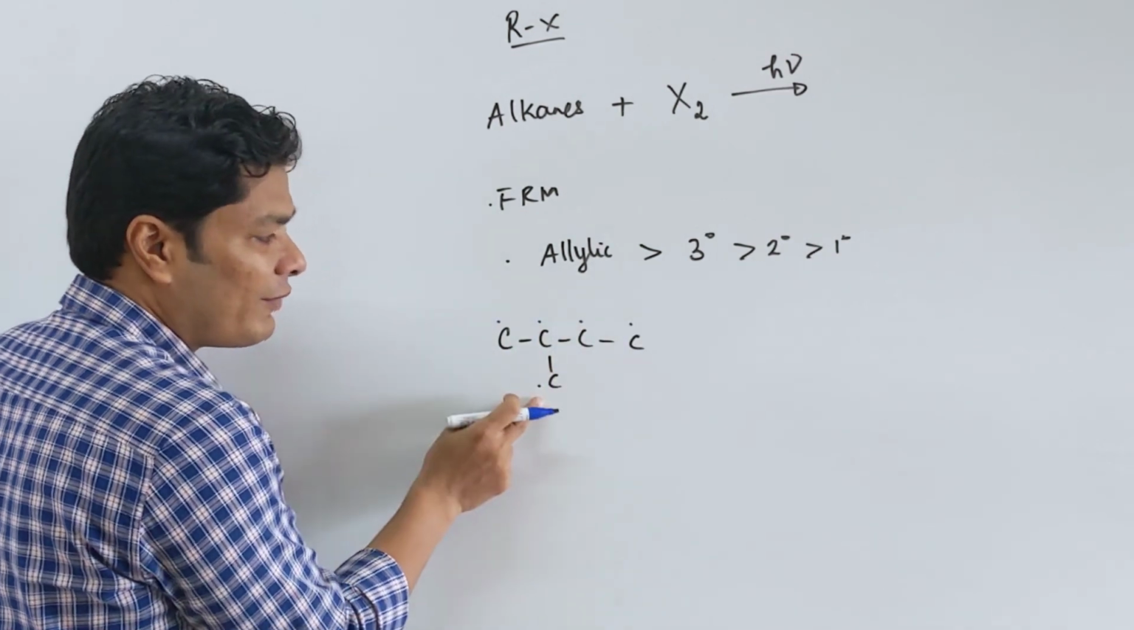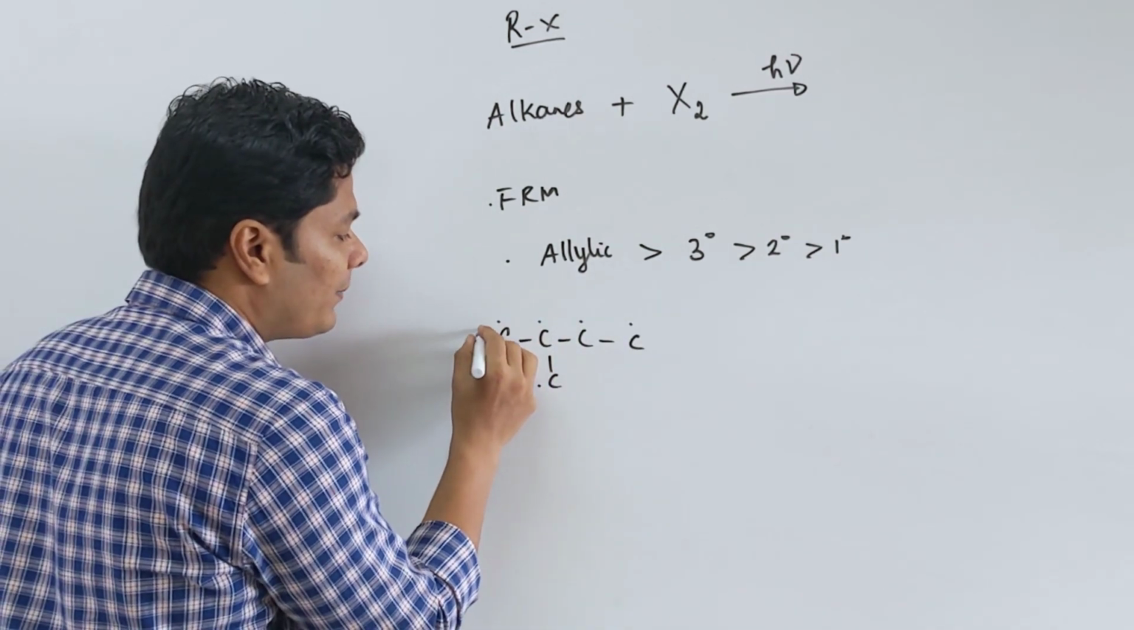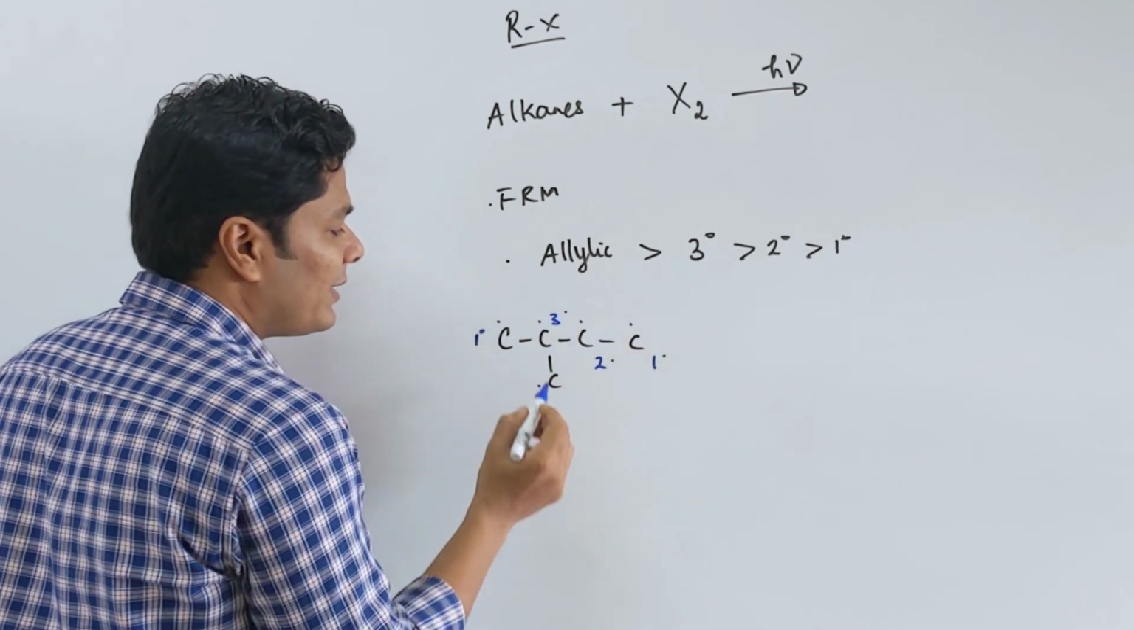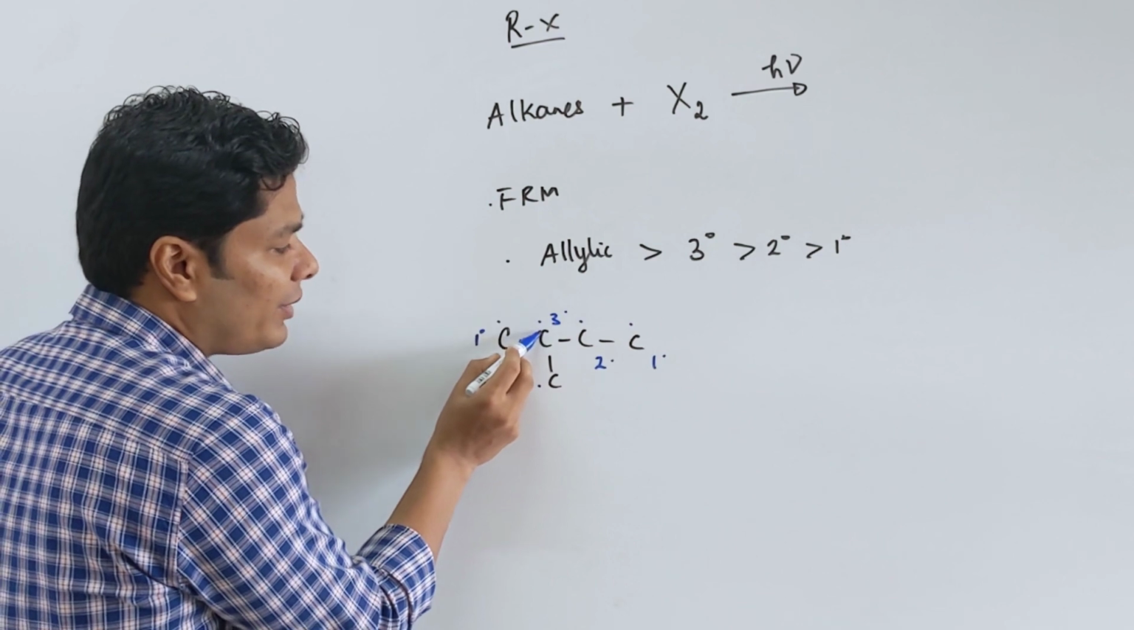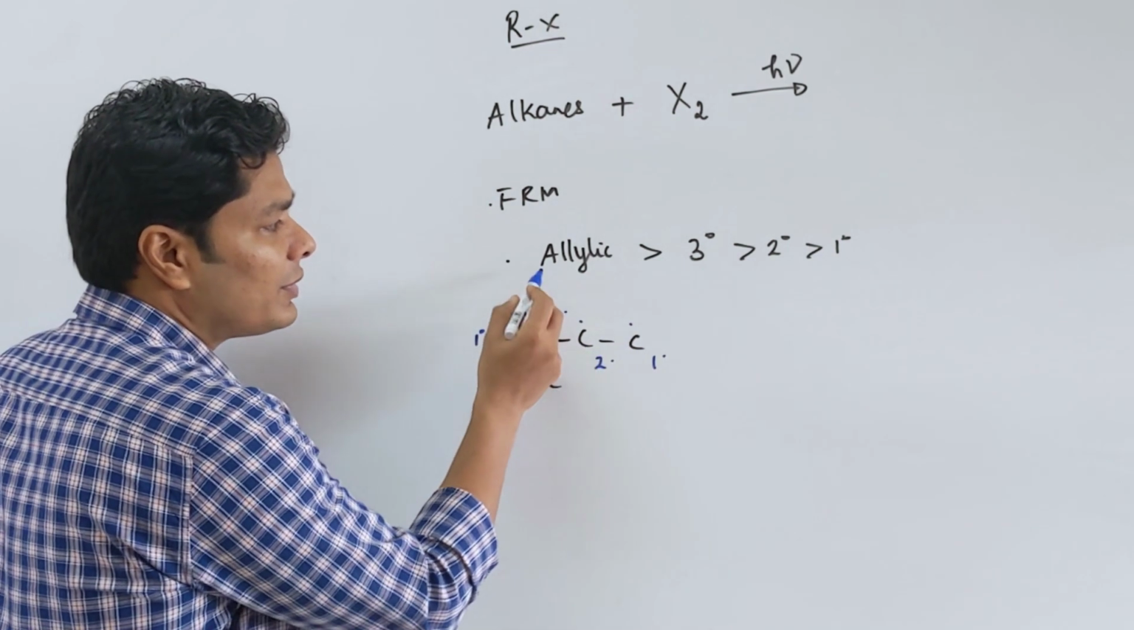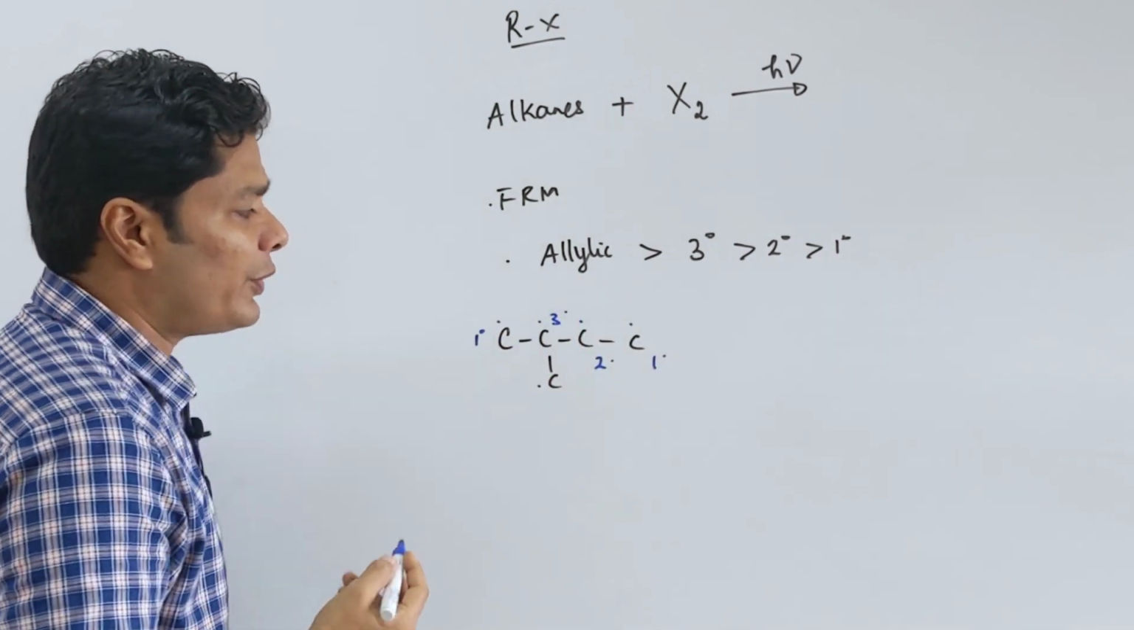These two are same, so I don't have to worry. So this is 1 degree, this is 1 degree, this is 2 degree, this is 3 degree. So obviously a halogen substituting here is going to be a major product compared to here, compared to here. So this is the order in which free radical mechanism is going to go.